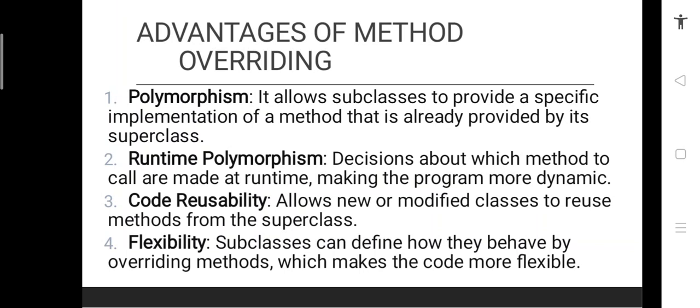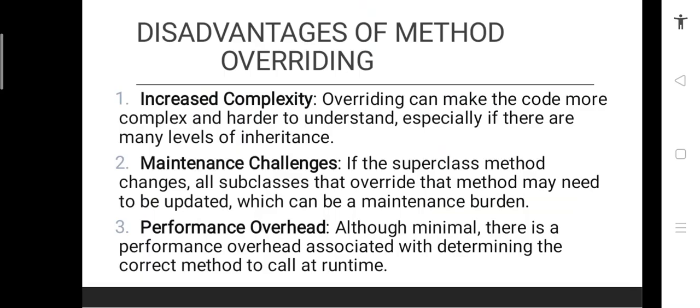What are the disadvantages of method overriding? Increased complexity. Overriding can make the code more complex, harder to understand, especially if there are many levels of inheritance. See, we saw only Vehicle and Bike, only two class names. But what if there are class names like vehicle, bike, car, truck, ship, aeroplane, and many more, like thousands or crores of class names, or even just 10 class names? Even for 10 class names, it will take time to understand which is a superclass, which is a subclass, and which superclass we are connecting.